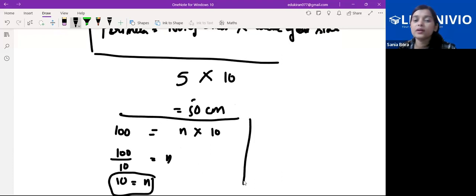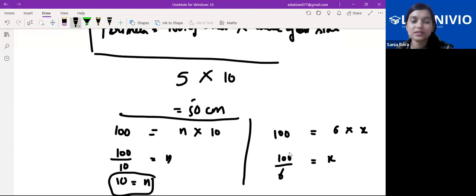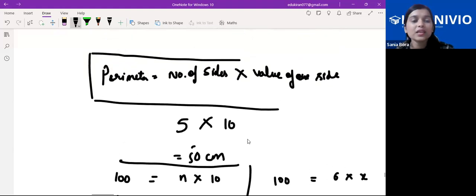Got it? The third scenario can be that the perimeter is given and the number of sides is given, 6, but the value of one side is not given. Right? So you can take it as x, then 100 divided by 6. You will divide it, you will get the value of x. Fine? So if anything is missing, just remember this formula and find the value. So quickly write down this formula.